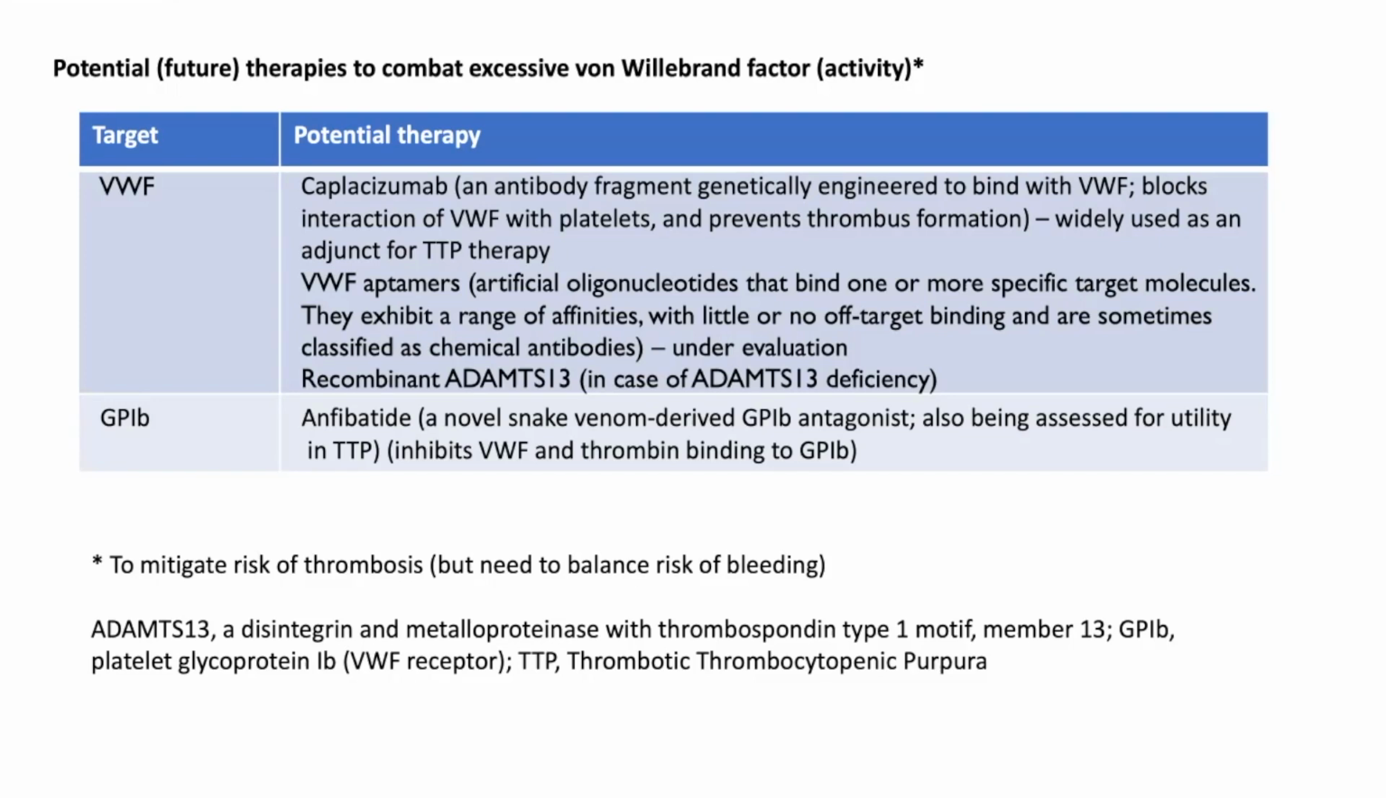So there are a number of targets against von Willebrand factor itself. So caplazuzumab is an antibody fragment that's been genetically engineered to bind with VWF, and it blocks the interaction of VWF with platelets. Remember, I talked about von Willebrand factor binding to glycoprotein 1b, and it prevents thrombus formation, and it's widely used as an adjunct therapy for TTP. So it's actually used in TTP to prevent thrombosis.